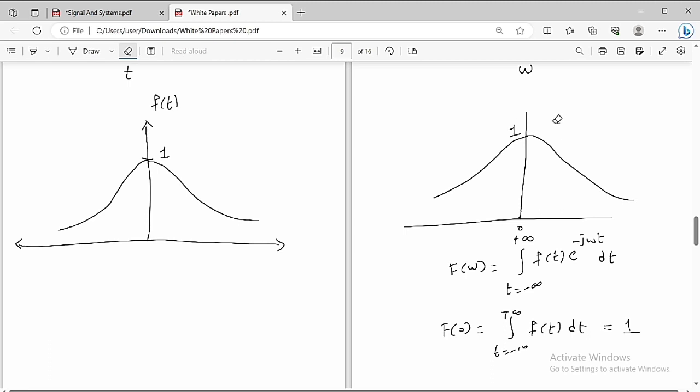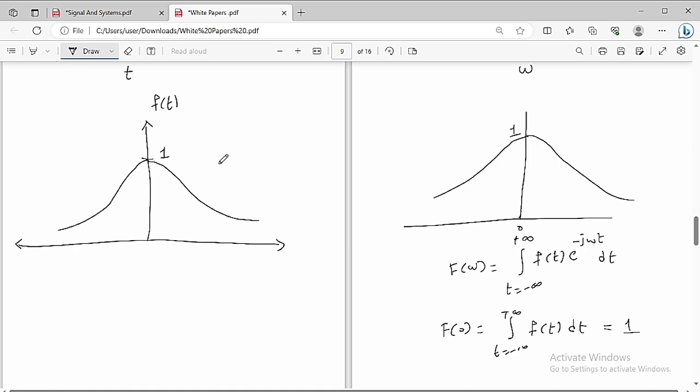So this one we have to keep in mind. This is a Gaussian function and this is also a Gaussian function, so both will have the same picture. In the time domain, the Gaussian function is there. In the frequency domain also, the same picture is going to be present.